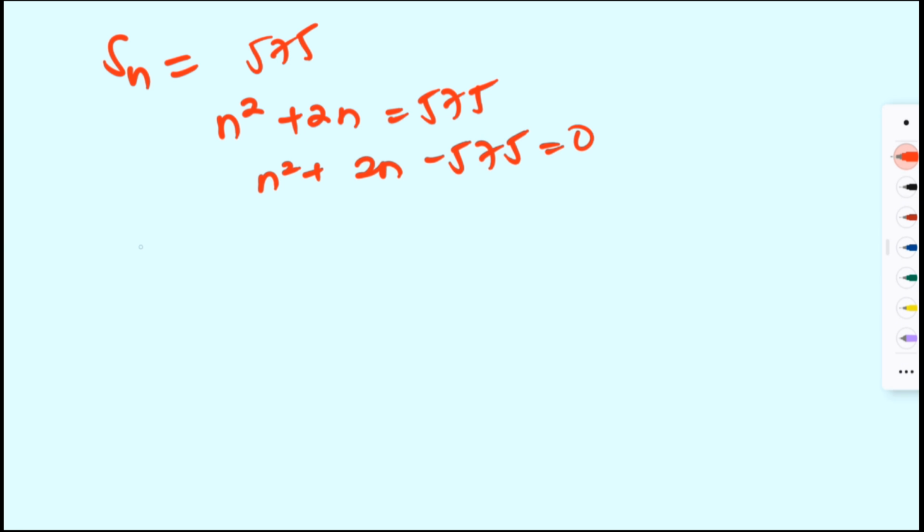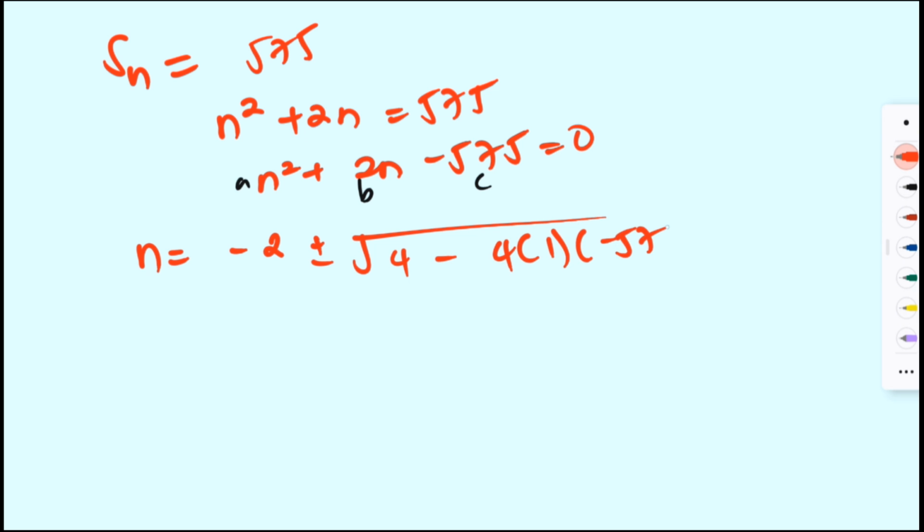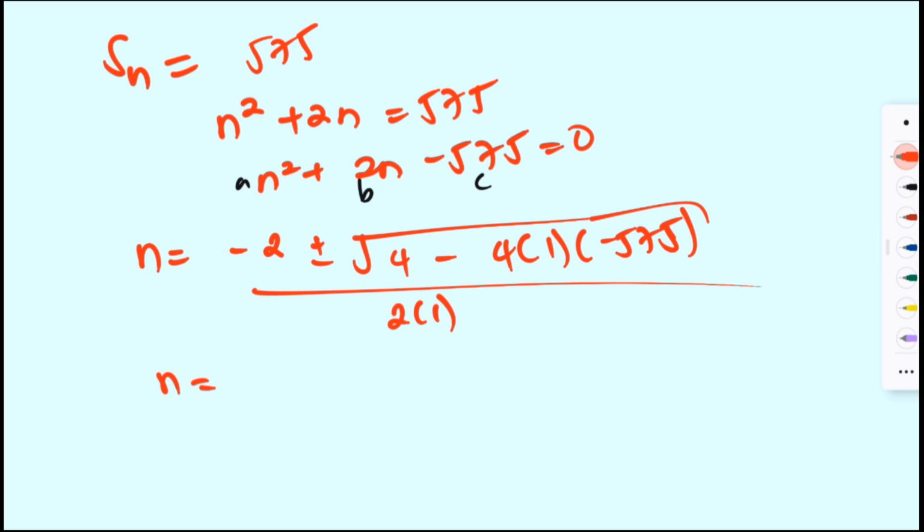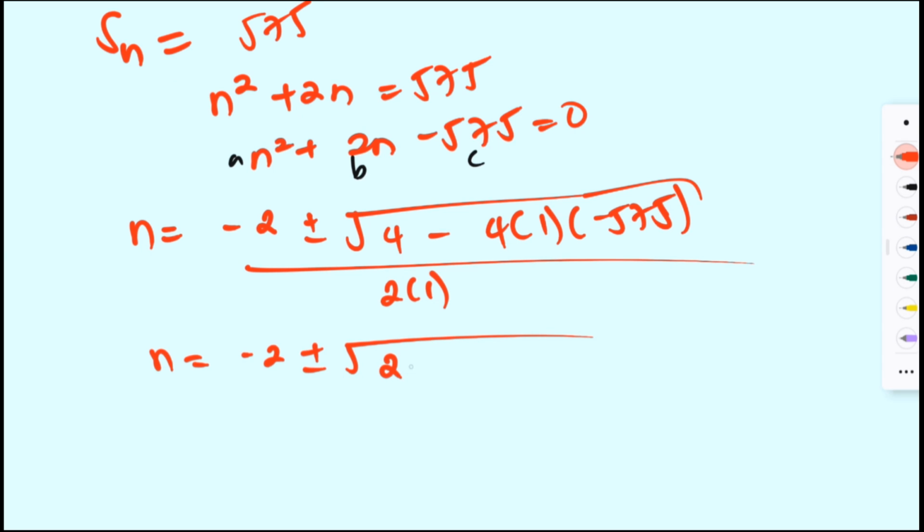Okay, the quadratic formula would be n equals... I'm not going to write that down. We have negative b, which is 2. So this is a, this is b, this is c, just in case. So negative 2 plus or minus the square root of b squared, so 2 squared, which is 4, minus 4 times a, which is just 1, times c, 575, all over 2a. So n equals negative 2 plus or minus the square root of 2304, over 2.